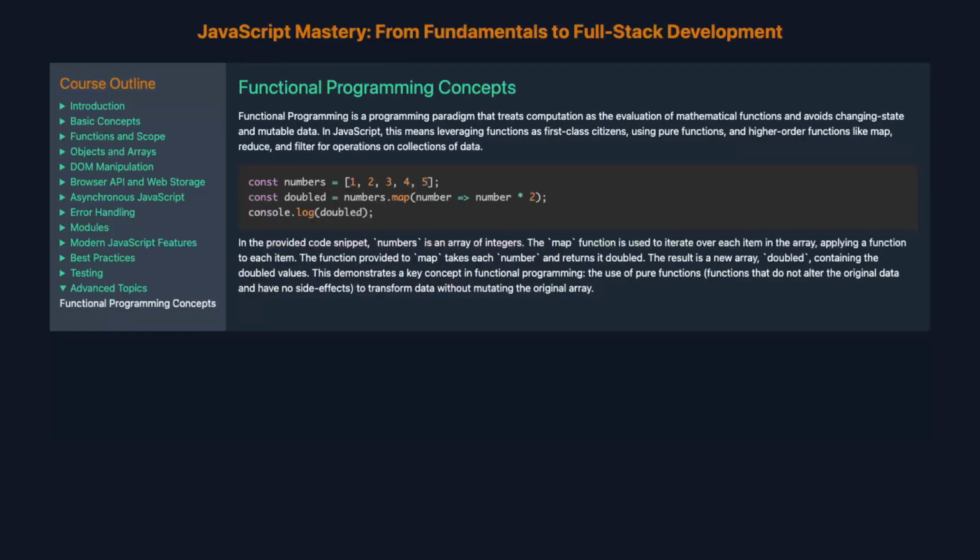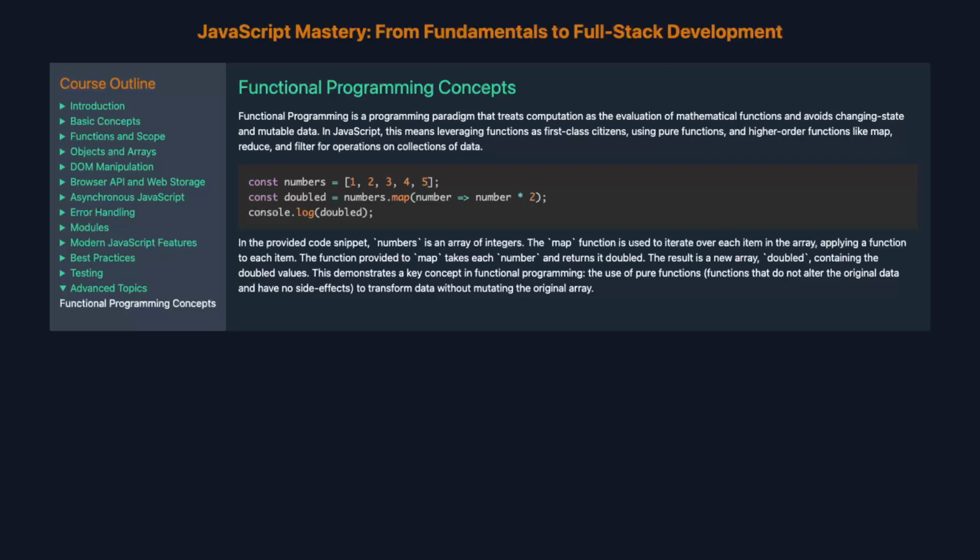Functional programming concepts. Functional programming is a programming paradigm that treats computation as the evaluation of mathematical functions and avoids changing state and mutable data. In JavaScript, this means leveraging functions as first-class citizens, using pure functions and higher-order functions like map, reduce, and filter for operations on collections of data.